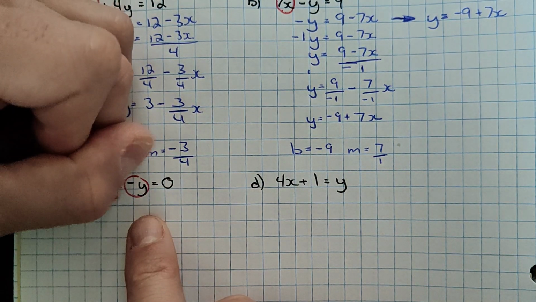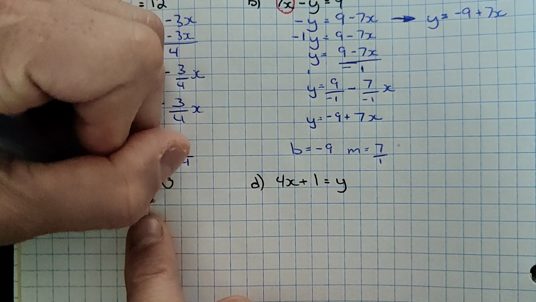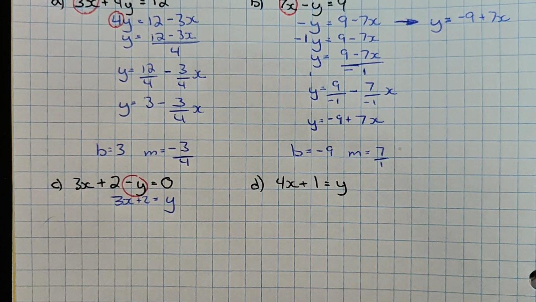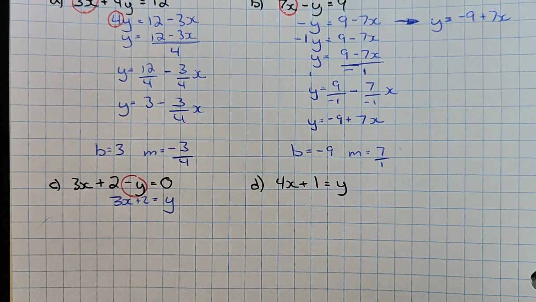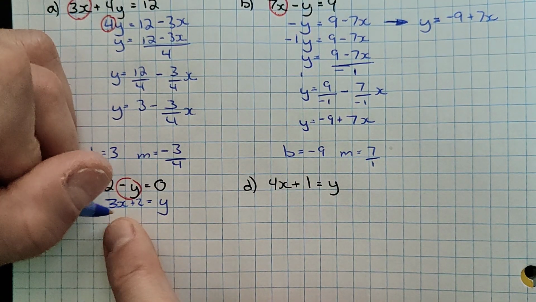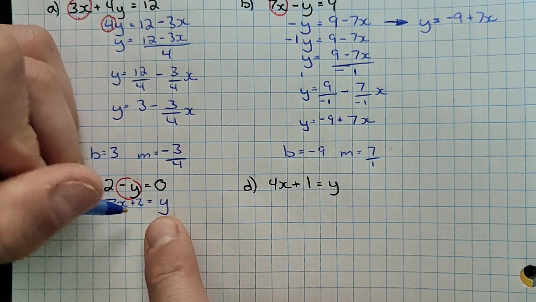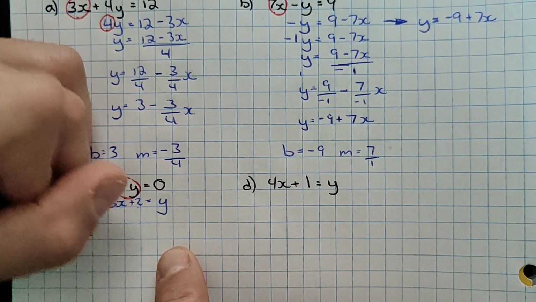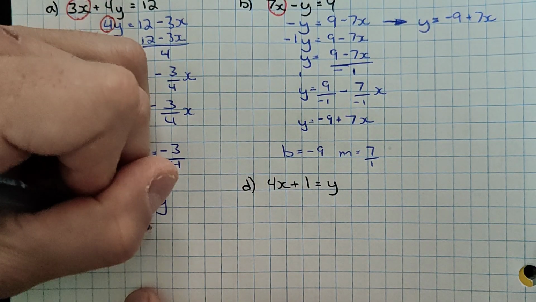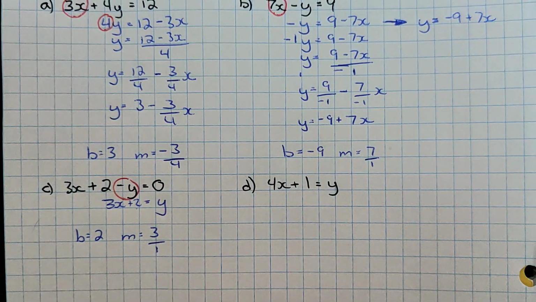We would get 3x plus 2 equals positive y. This here is already in y equals mx plus b format. We're done. We have no other work to do. We have 2 as our b value. So b is 2. And our m value, our slope, is 3, or 3 over 1.